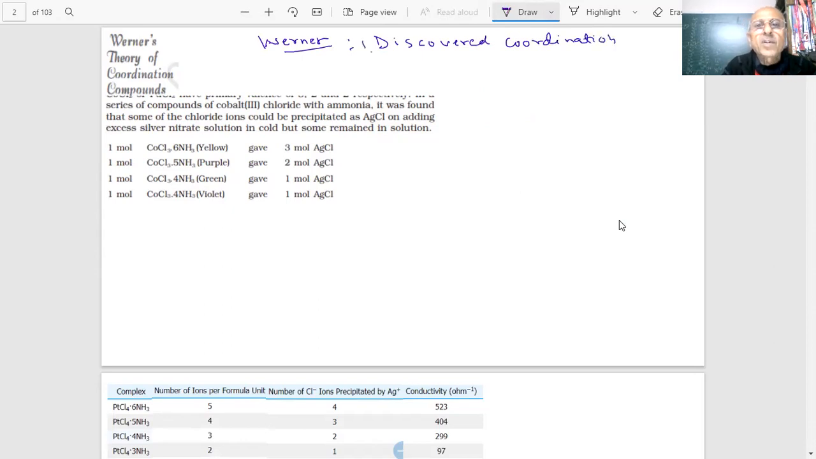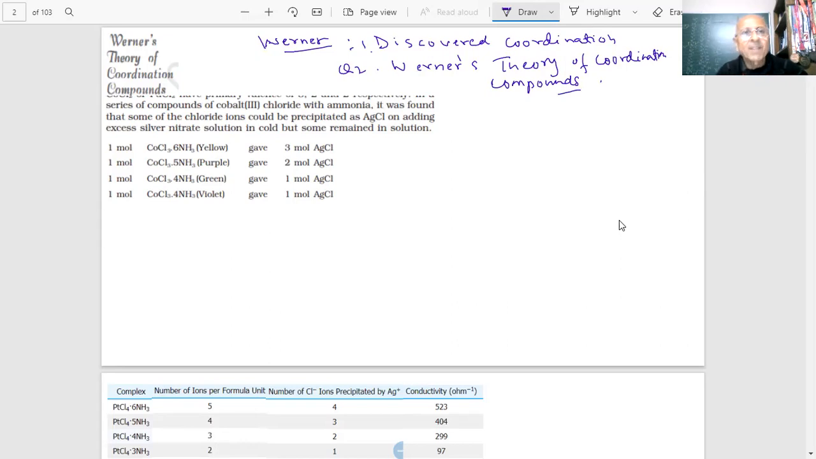First point. Question number 2: What is Werner's theory of coordination compounds? Werner's theory of coordination compounds, students. One question is usually given on this in the exams. So we are going to give examples of that.